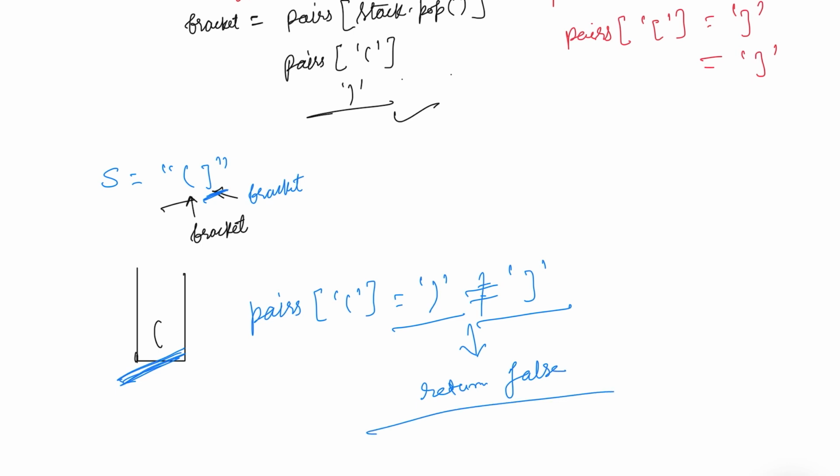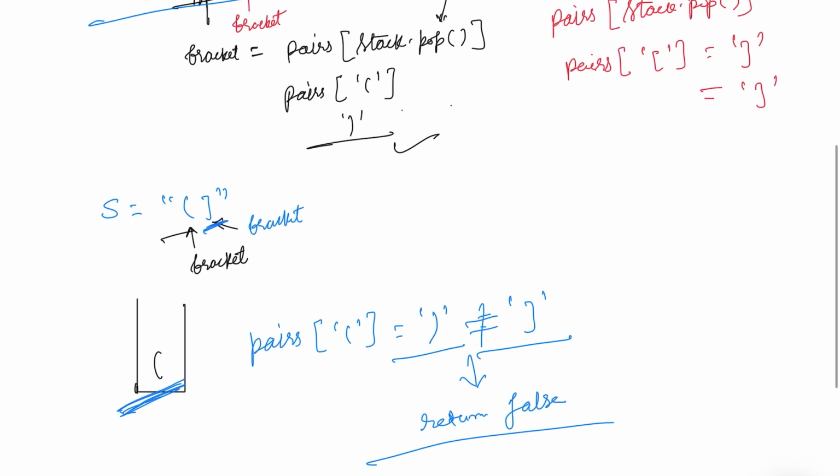So there is nothing much to check. Whenever there is one mismatch between an opening and a closing bracket, in that case we just have to come out of our program. That means this string is not satisfying the correct parentheses.